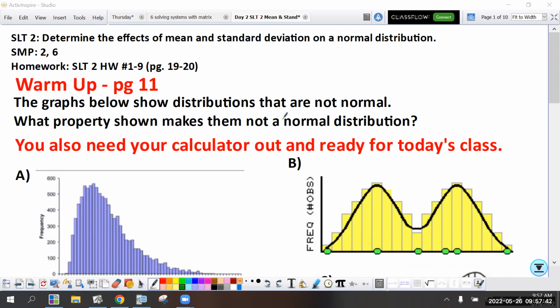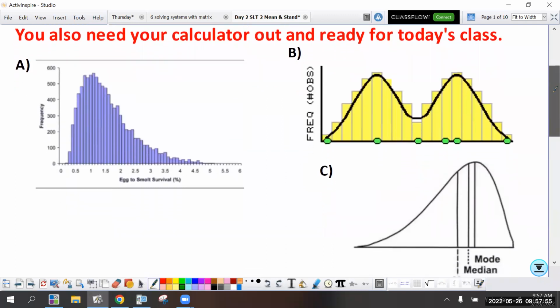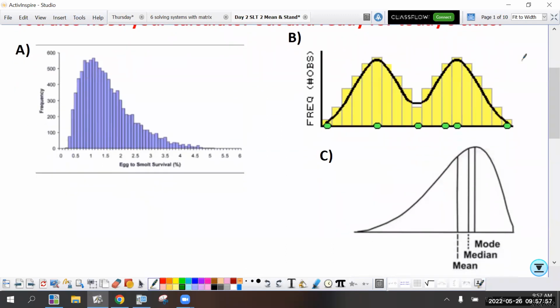The graphs below show distributions that are not normal. What property shown makes them not a normal distribution? So try these three graphs before you watch the solution. Graph A is skewed right. This is the side that's been pushed away.